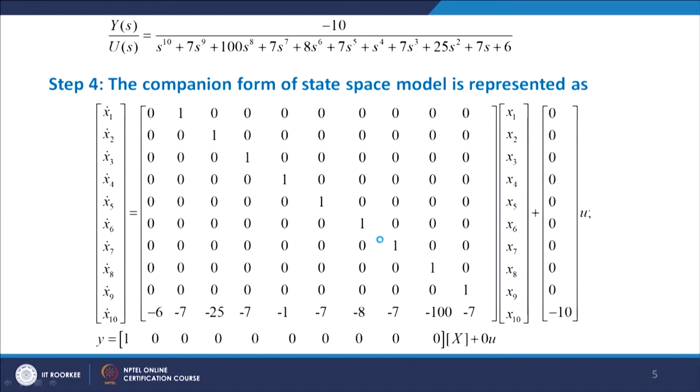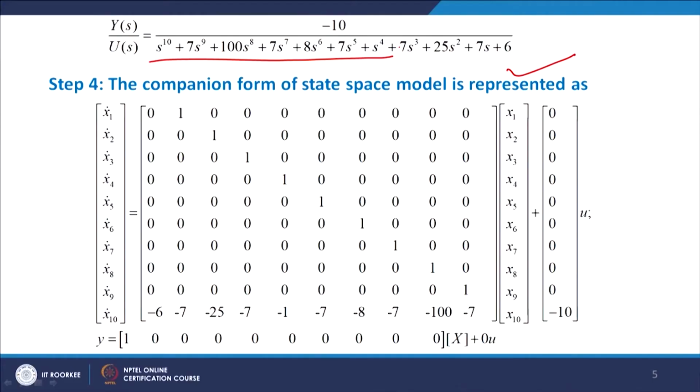The companion form of the state space model is represented as follows. Now we have to represent this equation in companion form or controllable canonical form. The controllable canonical form, phase variable form and companion form have the same meaning. In many textbooks they have written companion form, in some textbooks it is written as controllable canonical form. Already we have seen this part. So, now we are writing down the state space model in companion form for this model.